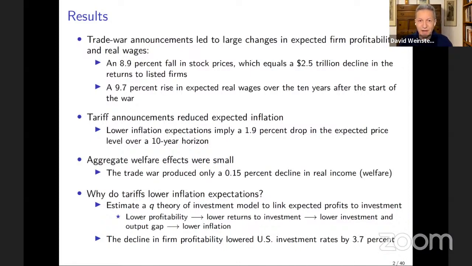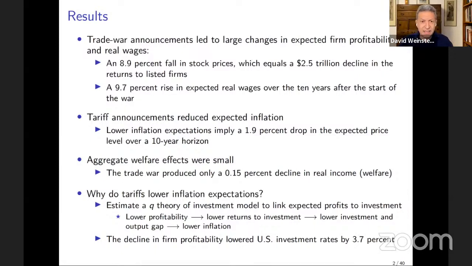Now, in terms of what this did to expected wages, seen through the lens of our model, it's associated with a 10% rise in expected real wages over the 10 years after the start of the war. We also, interestingly, find that tariff announcements reduced expected inflation. This drop in expected inflation implies about a 2% drop in the expected price level over a 10-year horizon. And then, similar to other studies, we find that the aggregate welfare effects were relatively small. That is, the trade war produced only a 0.15% decline in real income.